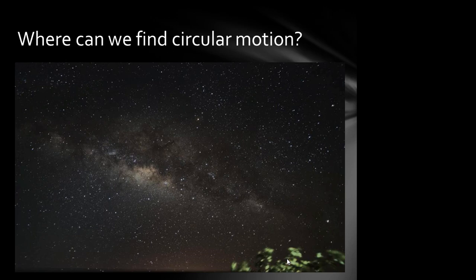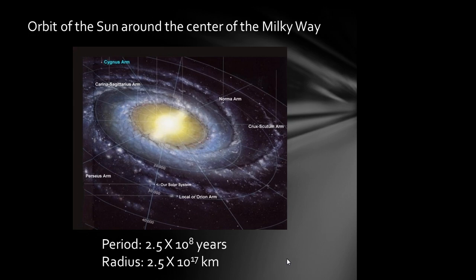Where can we find circular motion? This is a bad picture, so never mind. I'll show you an easier picture. This is our Milky Way galaxy. Right? We are somewhere inside it. You all know where? Yeah, it says here. So we're about 2/3 away from the center.